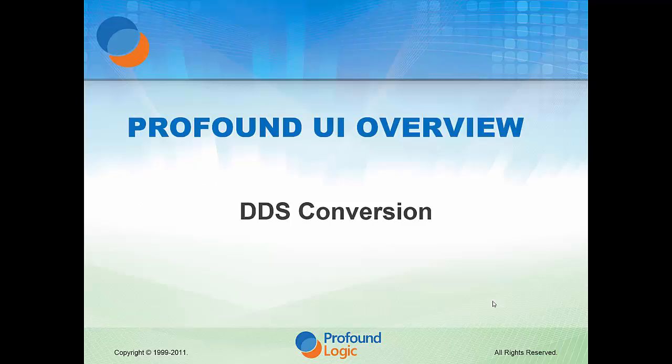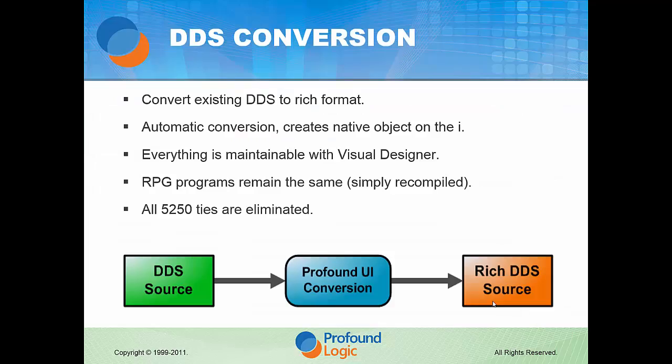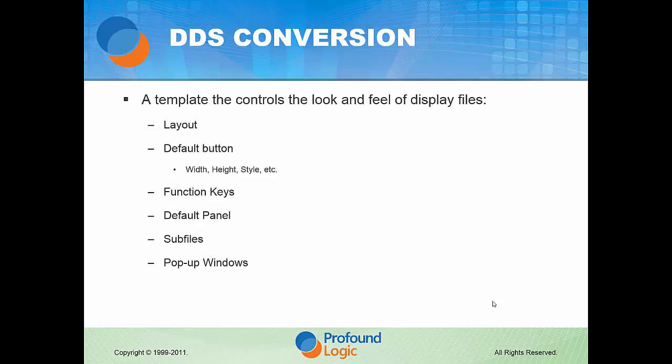So DDS conversion is the main focus today. This is the next step. Basically, it will convert an existing DDS green screen source member to a rich display file format. So this conversion is automatic. It creates a native object on the IBM i. Everything is maintained from that point on with the visual designer. And then obviously RPG programs remain the same, simply recompiled with that handler keyword added to the source. And then all 5250 ties are eliminated. So this is the main focus of this demo today.